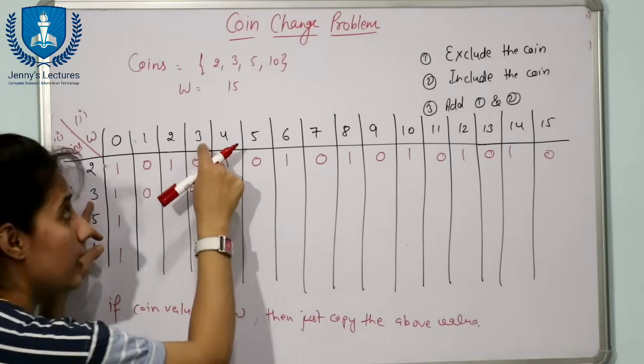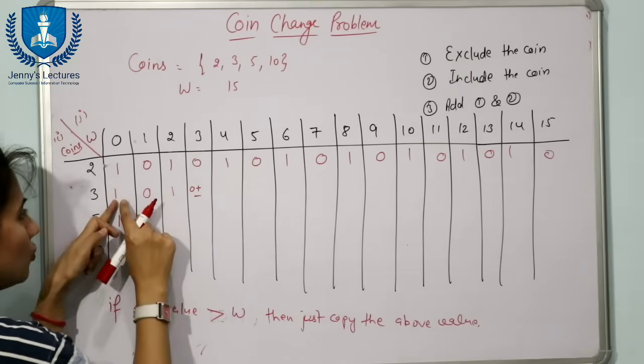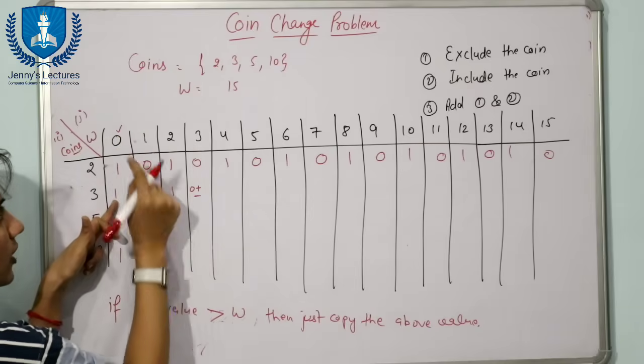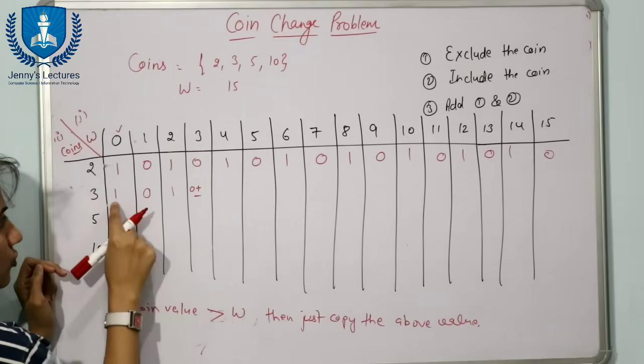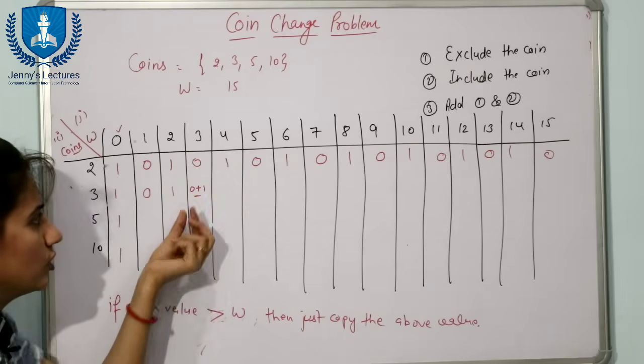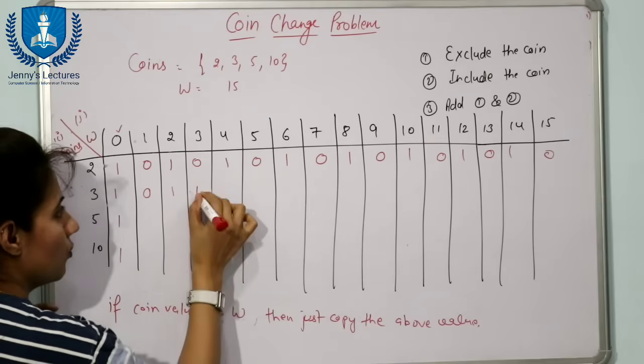0. Now when you are working in this cell, just go to that column having value 0, and just check out this value. This value is 1, so we simply add 1 here. So this value is 1. So you simply write here 1.